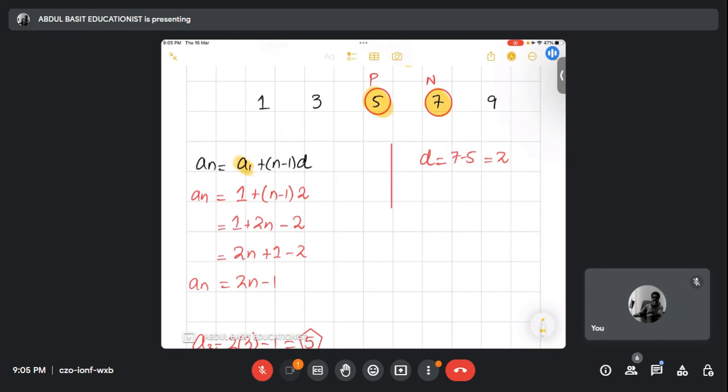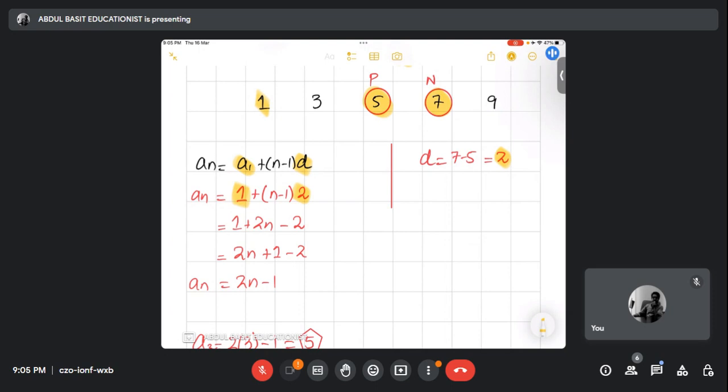So let's formulate each and every value. A1 is 1. You can see that I plotted 1 here, and d is right here, which is 2. So I plotted this. Now it's basic algebra. So 2n minus 2. Now arrange it: 2n plus 1 minus 2, so 2n minus 1.